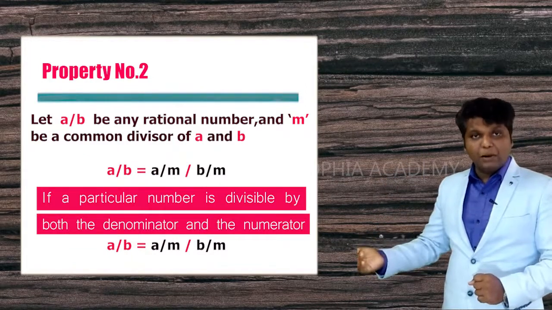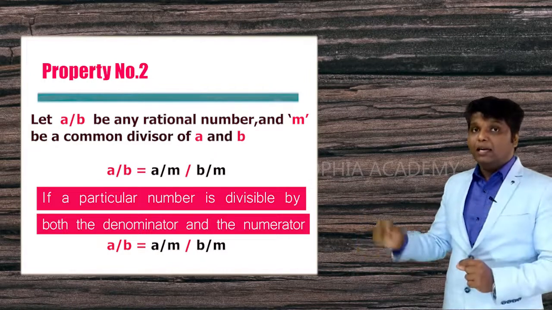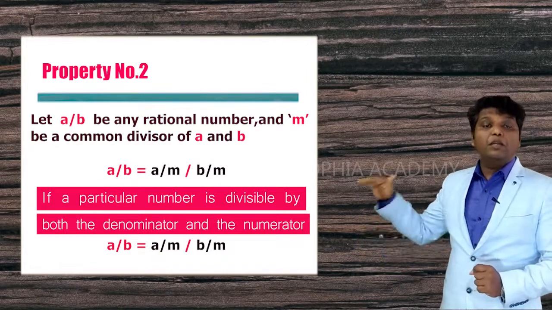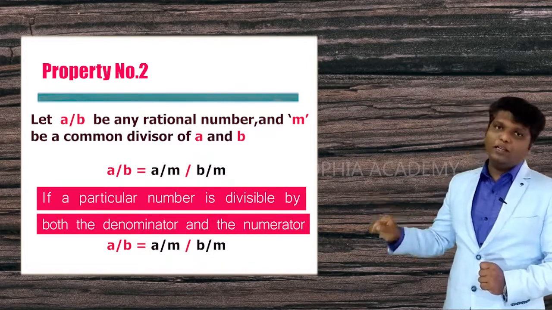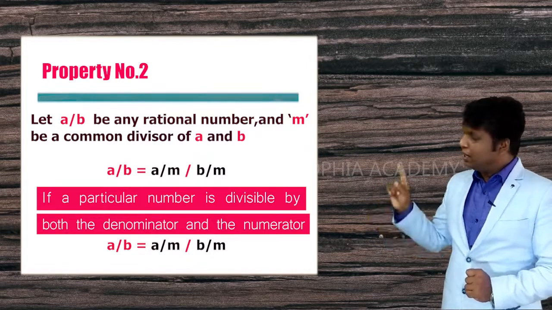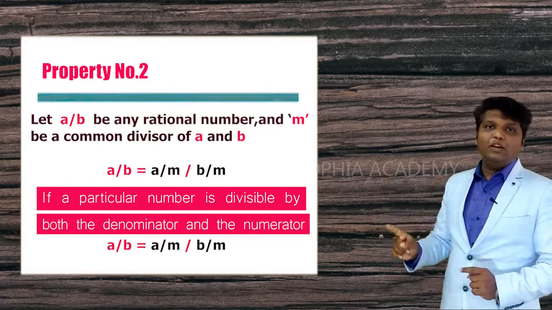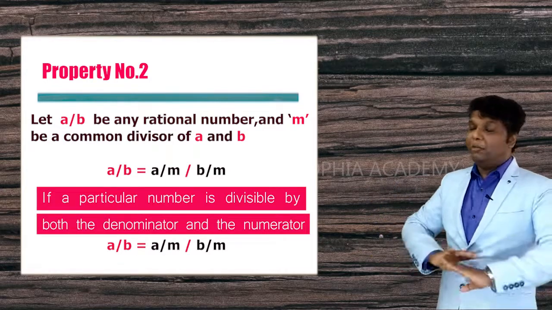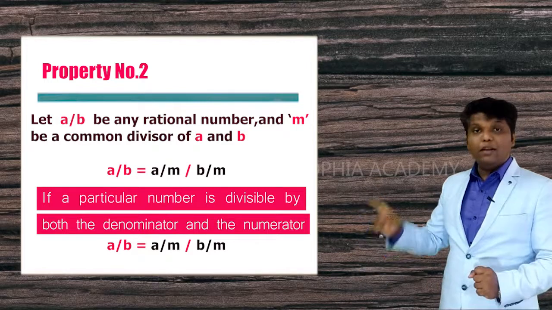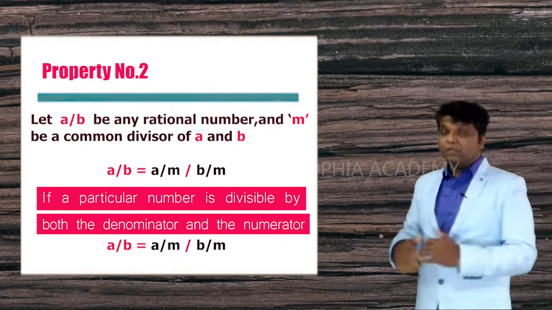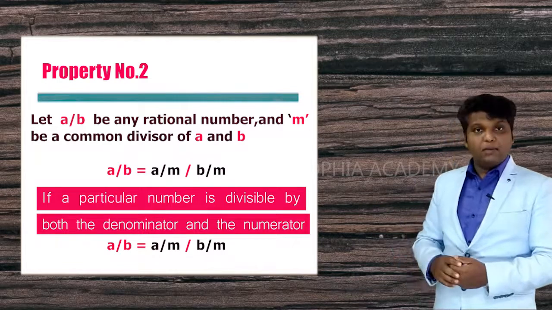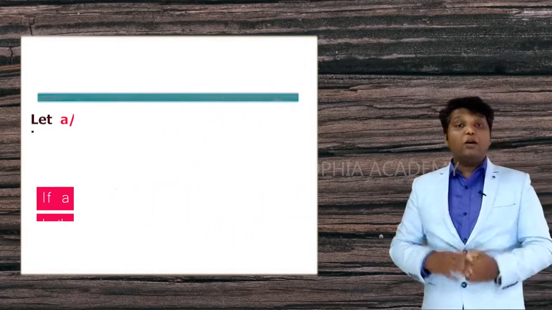Also, in the second property we can say that if any number is divisible by the numerator and the denominator, means if it is a common divisor of the numerator and of the denominator, then definitely you can divide both the numerator and denominator by the same number, so that there will be no changes in the given fraction. Is that clear? Okay, when we are doing some sums, we will get into that one. You can understand that more clearly. Okay, going to the third property.